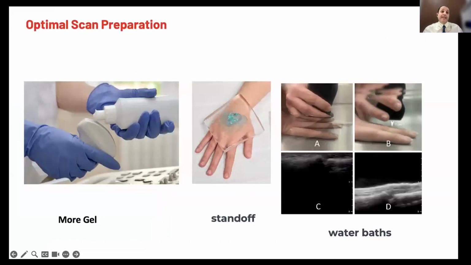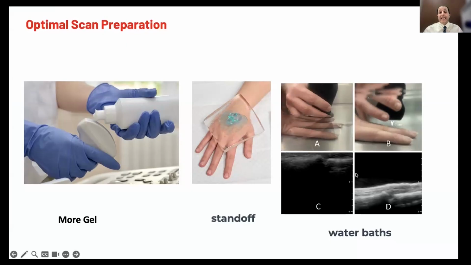For an optimal scan in soft tissue infection, we need to use more gel just to bypass the dead space. The dead space is the space between the probe and the body. So we may miss 2-3 millimeters of the skin sometimes, but for superficial abscesses, just to not miss them, you need to use more gel or use stand-off pads.